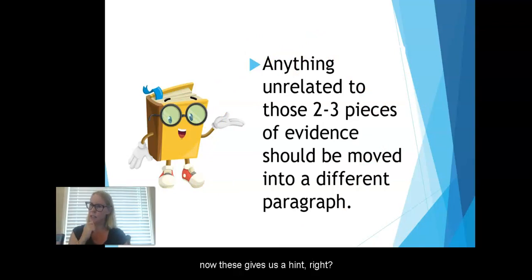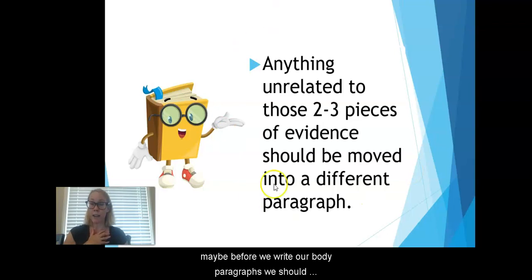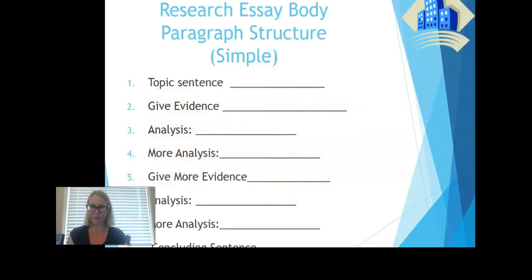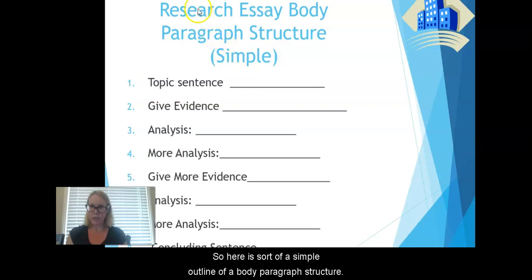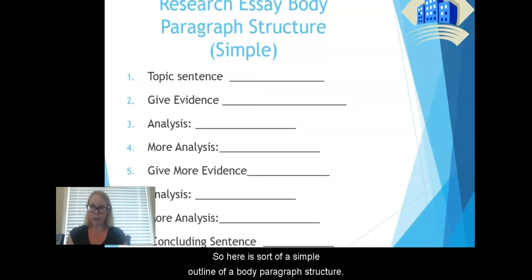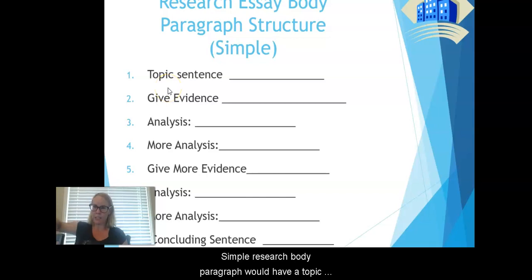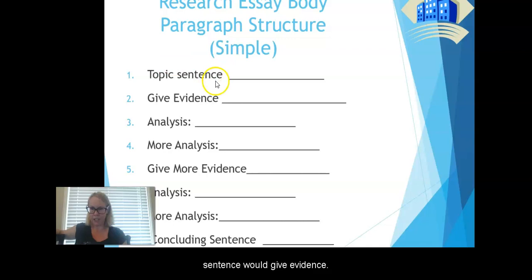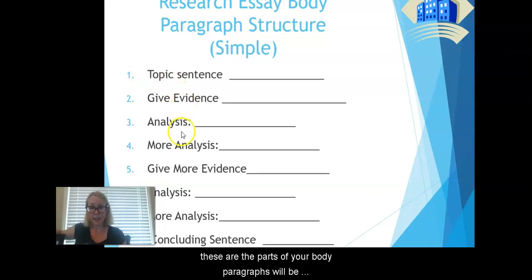Now, this gives us a hint, right? Maybe before we write our body paragraphs, we should find our evidence first. We should find our evidence first. So here's a simple outline of a body paragraph structure. A simple research body paragraph would have a topic sentence, would give evidence, would give analysis for 2 sentences, would give more evidence, give more analysis, and give a concluding sentence. These are the parts your body paragraphs will be graded on.